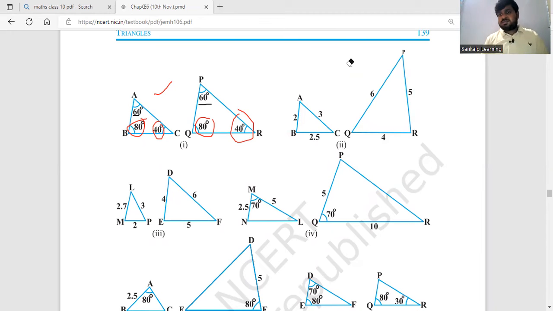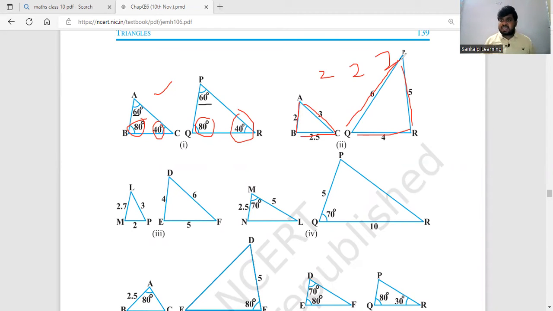What I'm trying to say here is, we have to find the ratios in all possible ways. Now if you observe carefully here, this 6 centimeter and this 3 centimeter, let's take the ratio. 6 by 3 is how much? 2. Let's take this 4 with this 2. 4 by 2 is how much? 2. Let's take the remaining one, 5 by 2.5. That is also 2. So you have to check the ratios in all the possible ways.